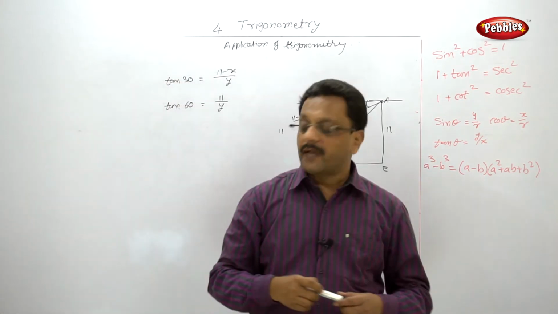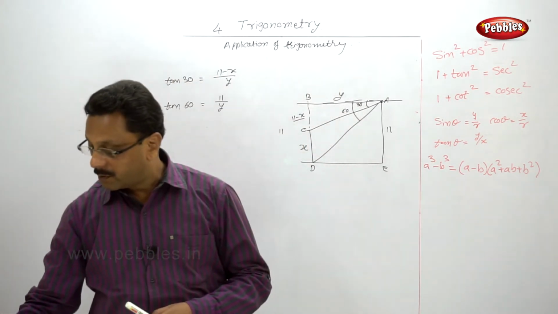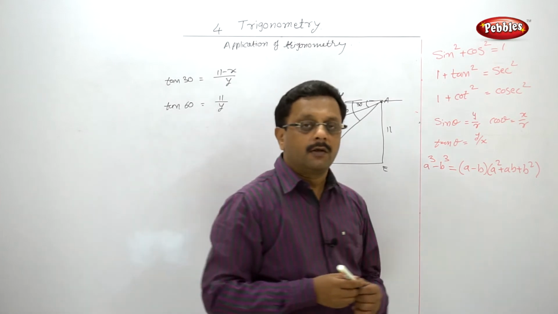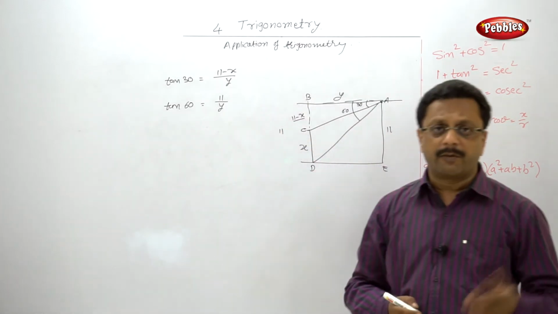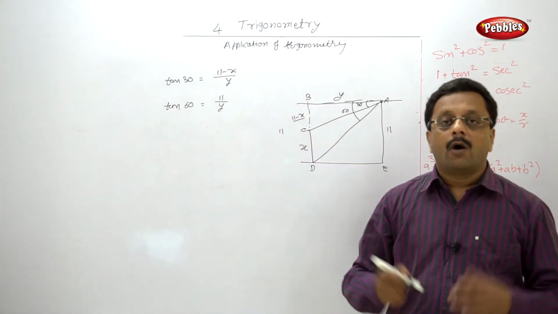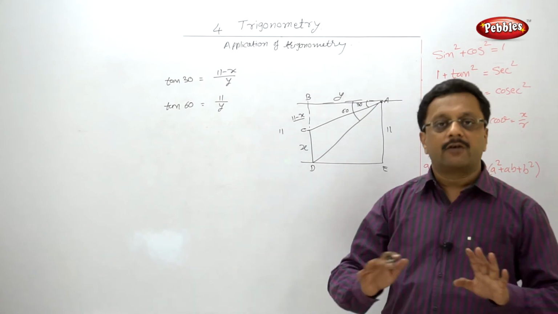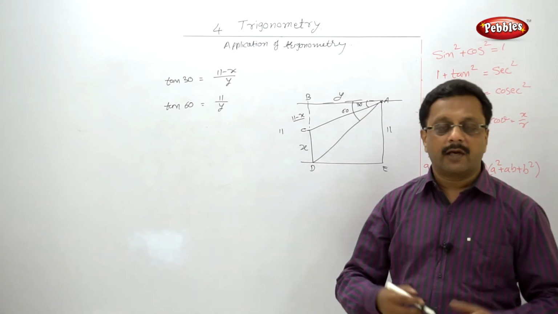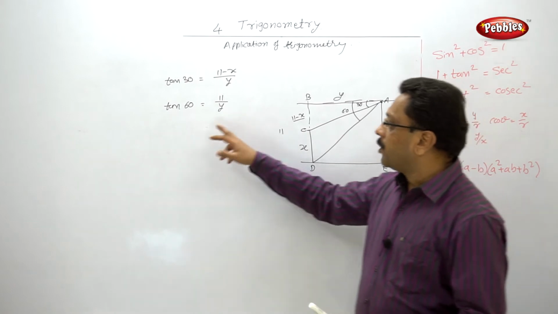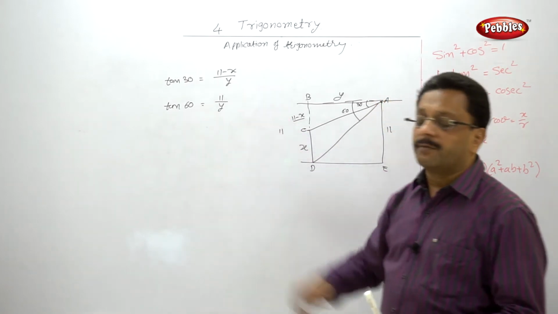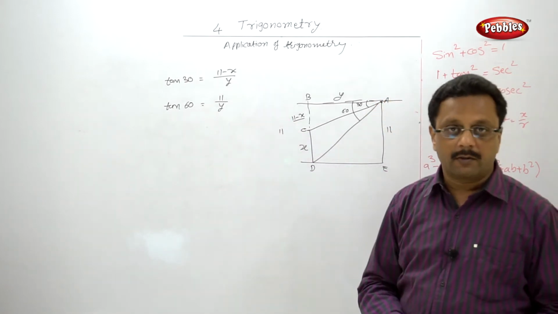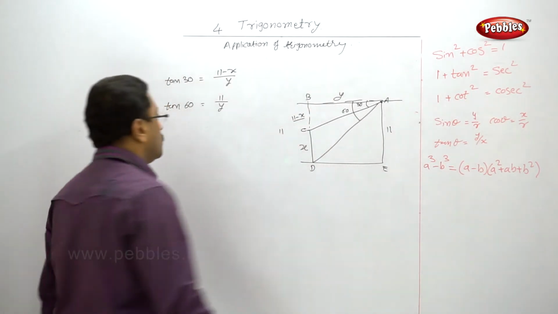You know the value of tan 60. They might have given, no, root 3 value is not given. If it is not given, you should remember 1.73. Or up to the last stage, just write root 3 and then solve it at the last stage. So now you have got two equations and two variables, easily can be solved. Okay. So let us try to solve this.